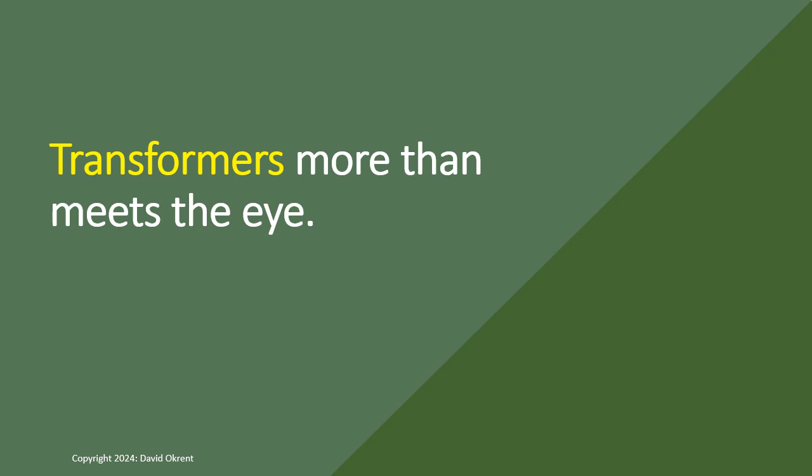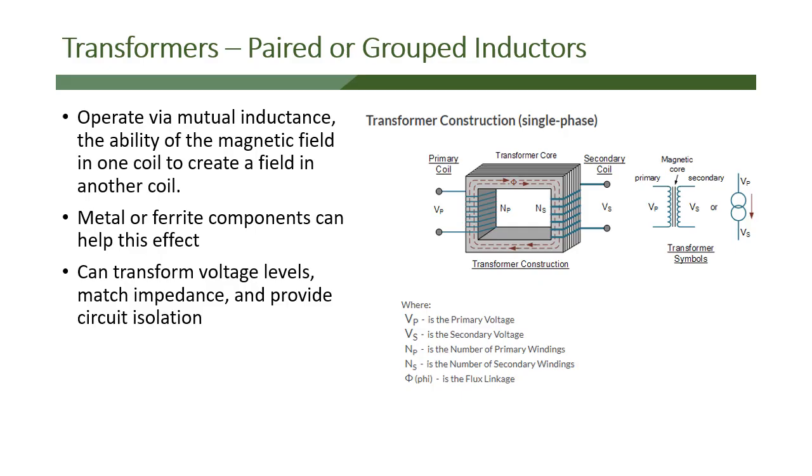So I said I'd get back to transformers, and we'll do that for just a second. A transformer is two inductors, generally wound on an iron core or some sort of core, and one is a primary coil and one is a secondary. Even though they're on the same core, they're insulated wires, and there's no physical attachment between the left and right sides.